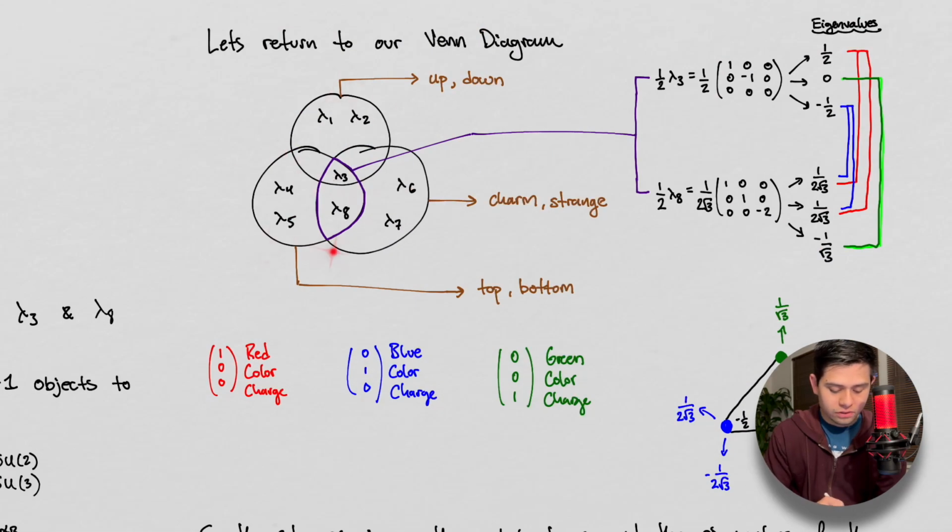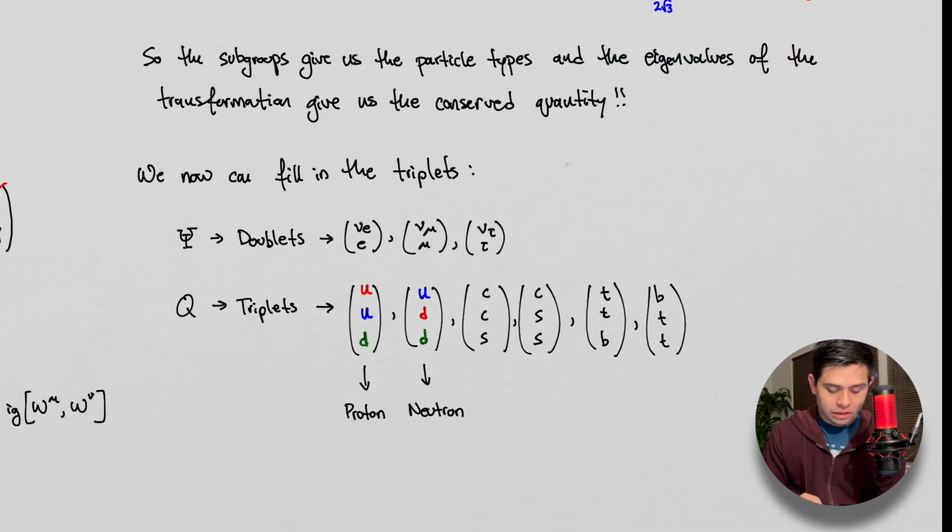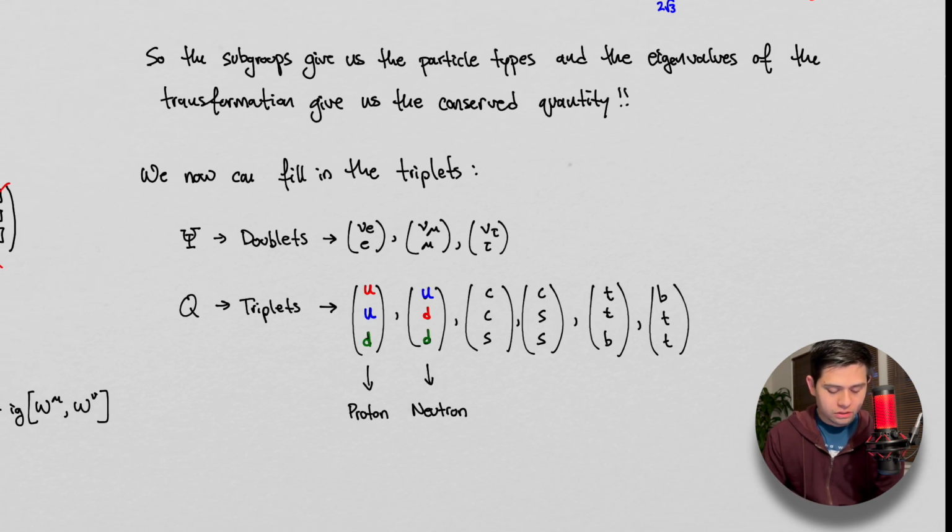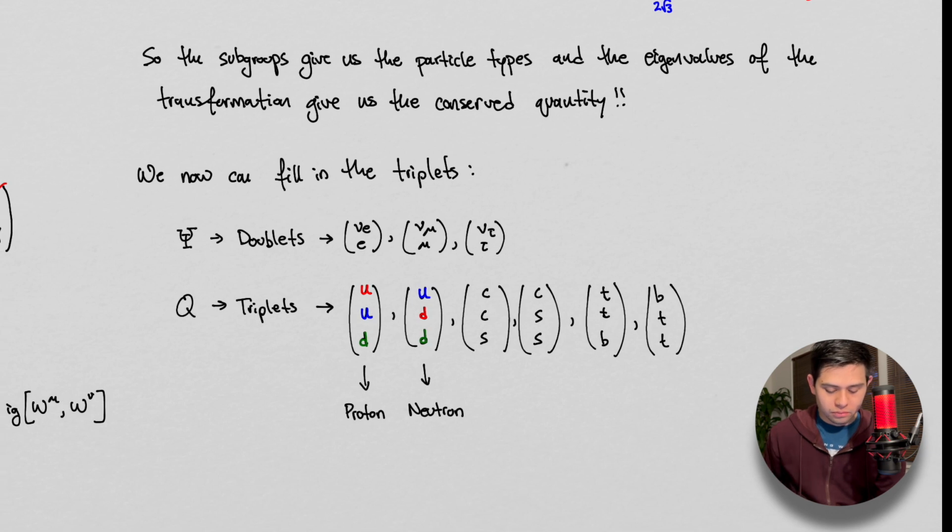These guys are going to give us the particle types: up, down, charm, strange, top, bottom. Those subgroups are going to give us the particle types, and the eigenvalues of the transformation will give us a conserved quantity. Okay? And last but not least, we now want to fill in the triplets and what they actually look like.